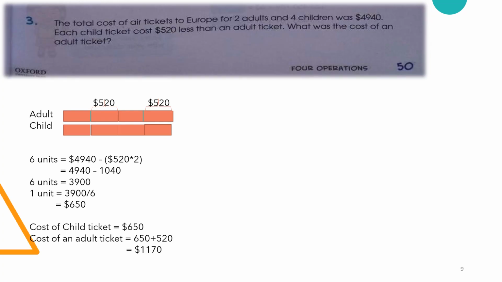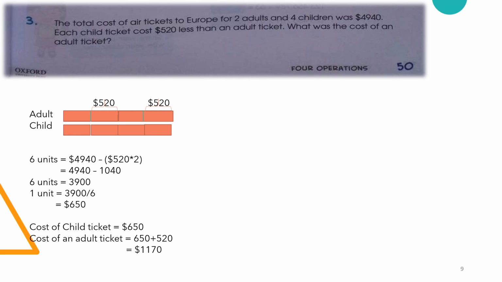Question 3 says that the total cost of air tickets to Europe for 2 adults and 4 children was $4940. Each child ticket cost $520 less than an adult ticket. What was the cost of an adult ticket? Basically, there are 2 adults and 4 children, which means that we have 6 units in total. And we know that the total cost of tickets for 6 people is $4940.